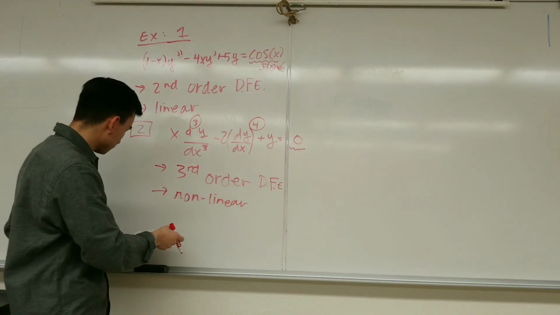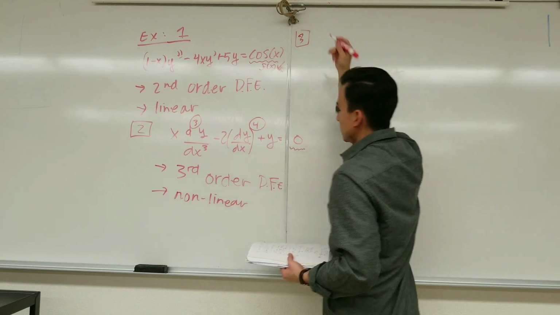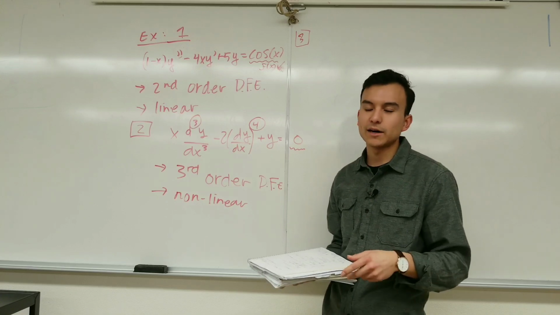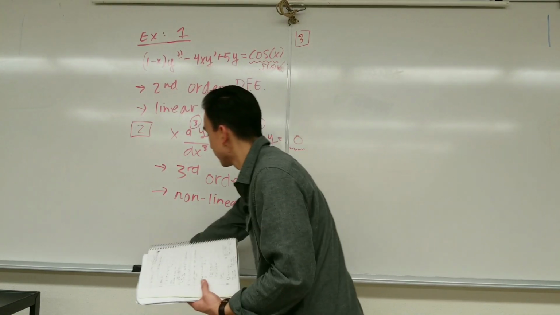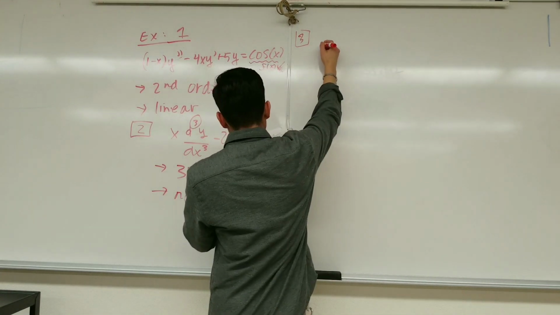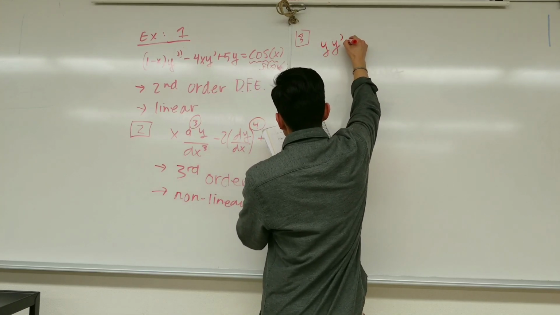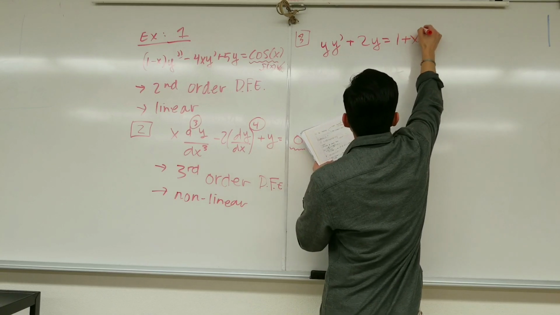Okay? So let's look at a different example. And if I'm going too fast, you can go ahead and go back. Obviously, this is YouTube. So yeah, let's do number 3. Number 3 says y times y prime plus 2y equals 1 plus x squared.